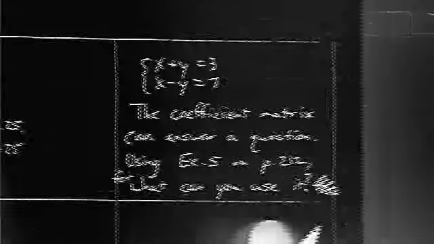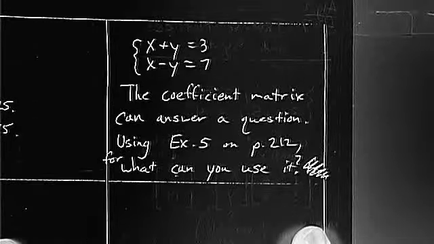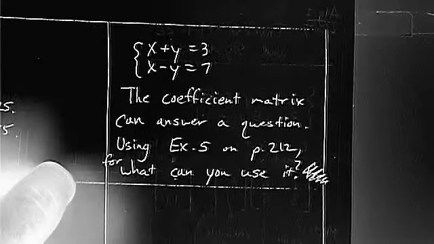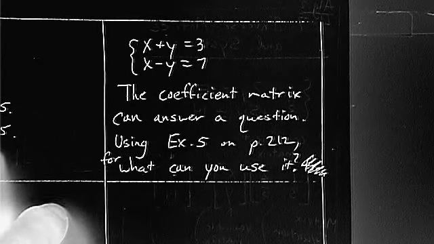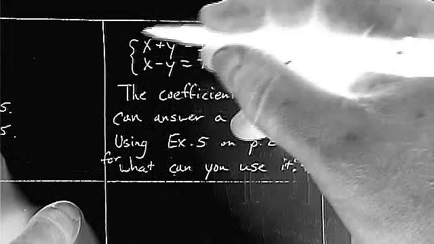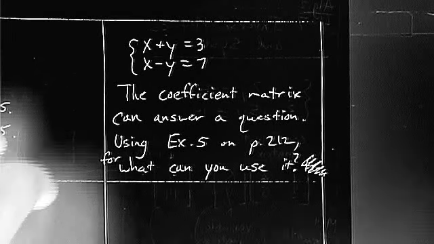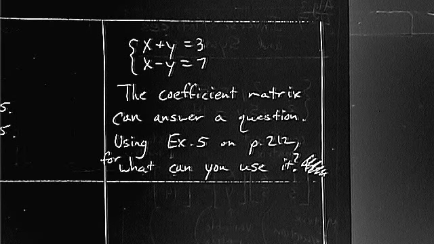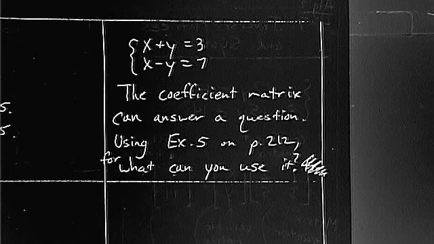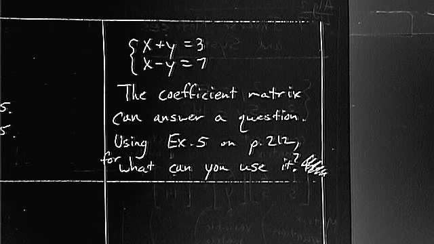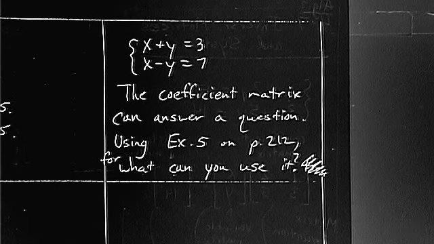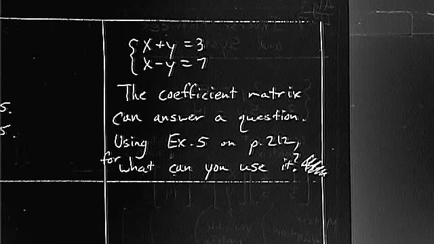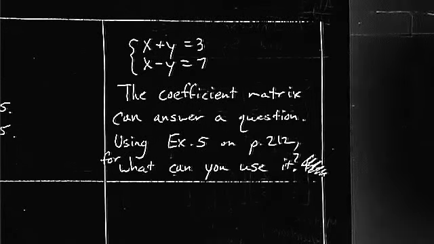The last thing I need you to do is go to page 212 in your book and look at example 5. The coefficient matrix can answer a question. So just looking at this coefficient matrix, we can find the answer to a particular question. So I want you to look at example 5, and I want you to answer this. For what can you use it? What information can you get out of the coefficient matrix? And I want you to tell me what you can find from that. And you'll find that on page 212 in example 5.